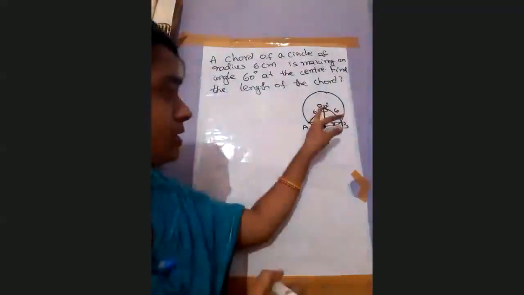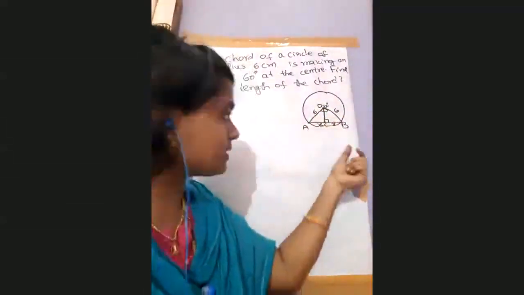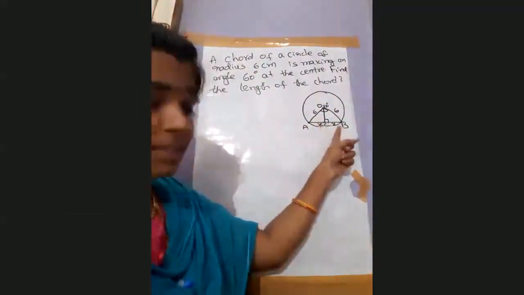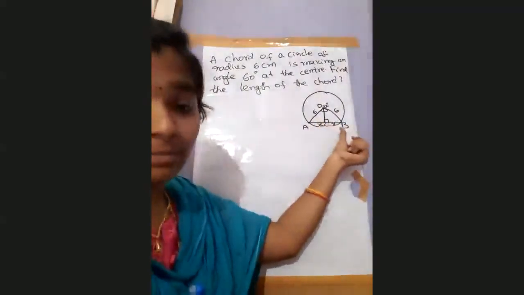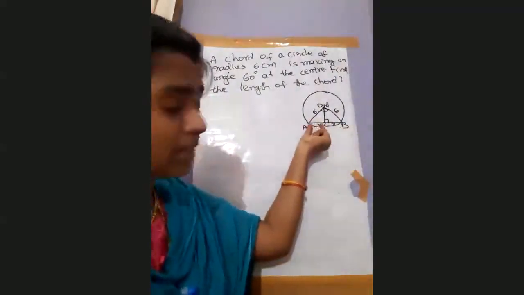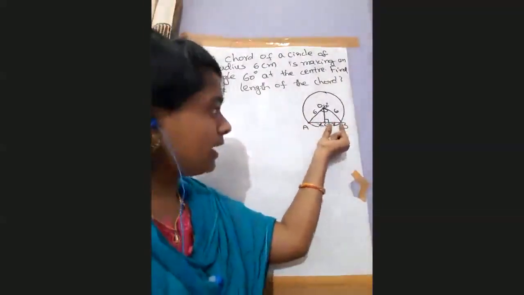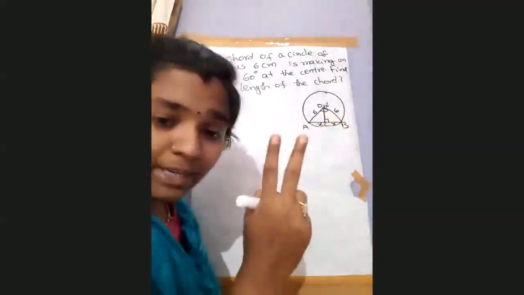So this O is the center and I consider a point C, the bisecting point. So C is the bisecting point. That means here AB, AC and CB are equal. So from A to C the length is the same as from C to B. Right? So now here we have two right angle triangles.